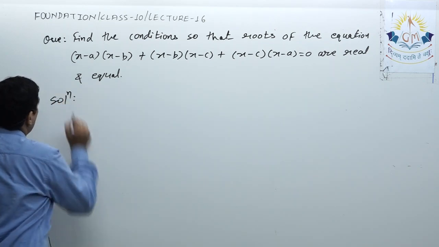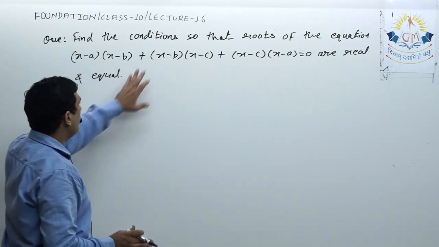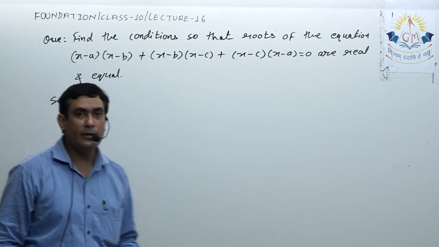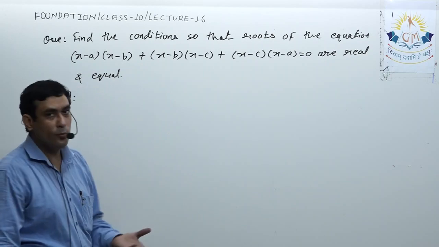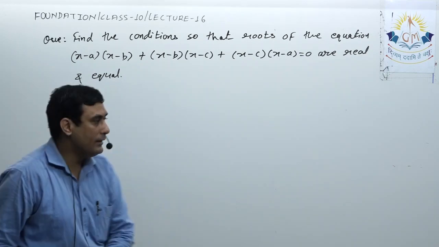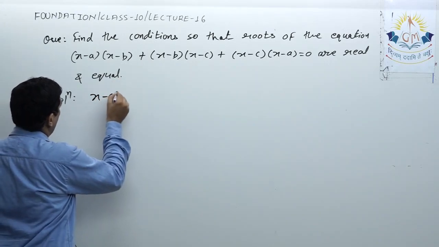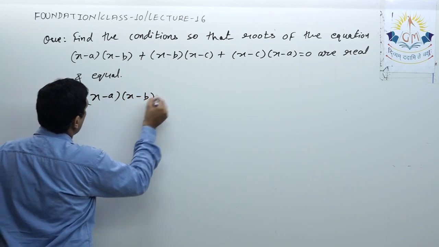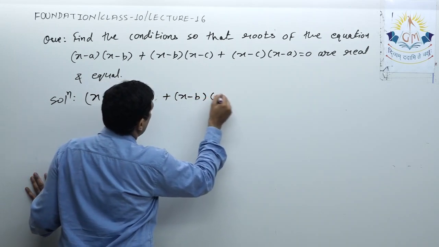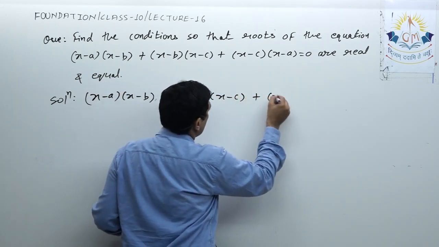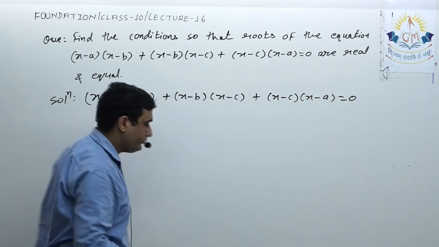So first of all, here the equation is not in the standard form. So the very first thing, we have to rewrite the equation in its standard form, and then for real roots we have to make D equal to 0, and then we'll be able to get the required condition. So here we have (x minus a)(x minus b) plus (x minus b)(x minus c) plus (x minus c)(x minus a) is equal to 0.